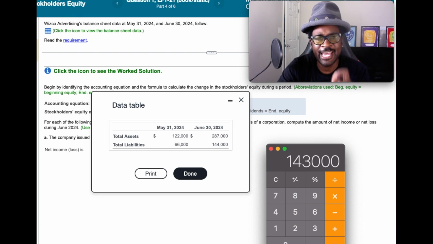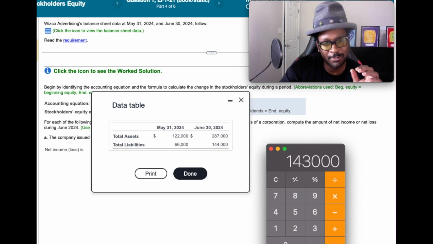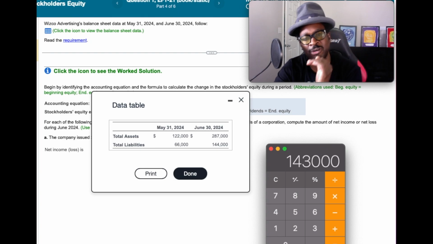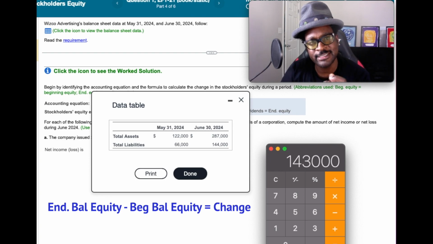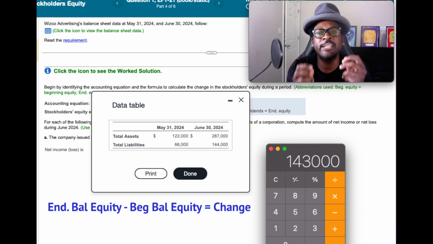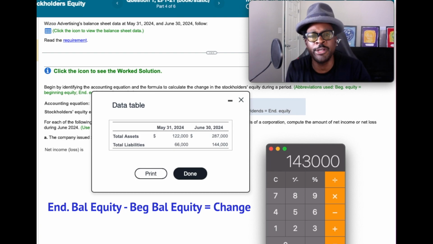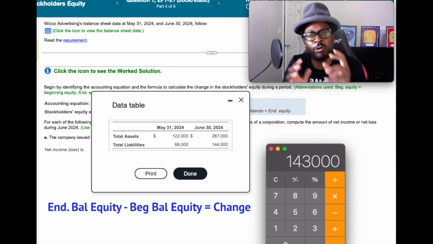So now that we have stockholders equity for both the month of May and the month of June, we need to calculate the change, gang. Why do we need to calculate the change in equity? Because we're trying to solve for the unknown component of stockholders equity during that period.